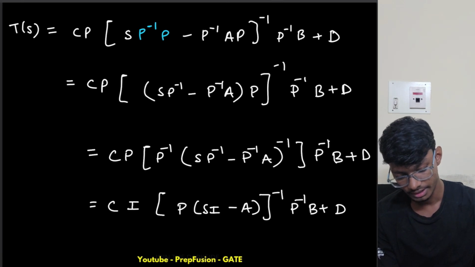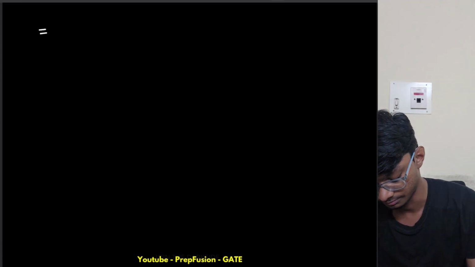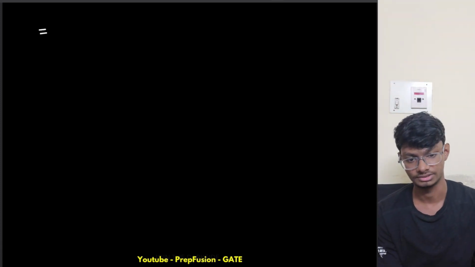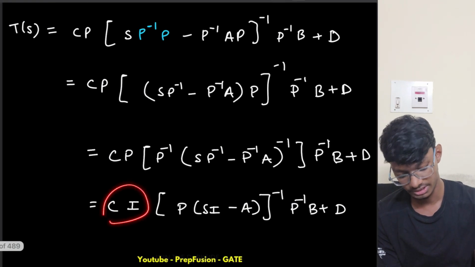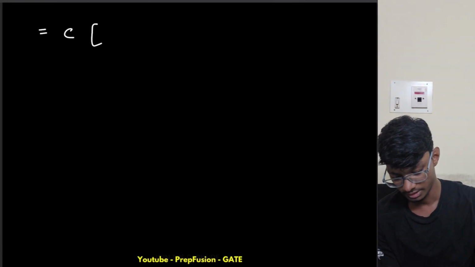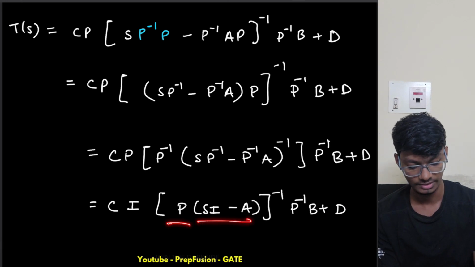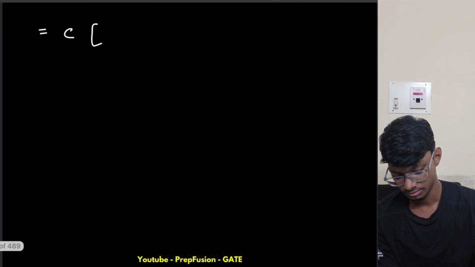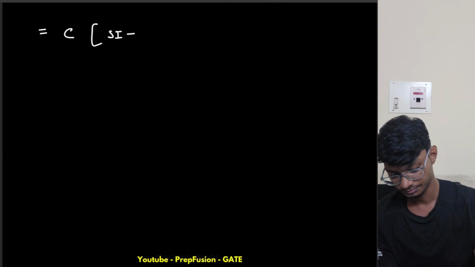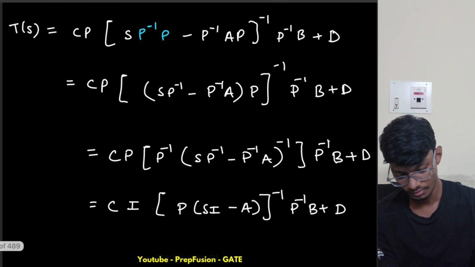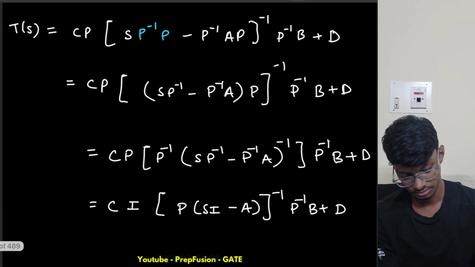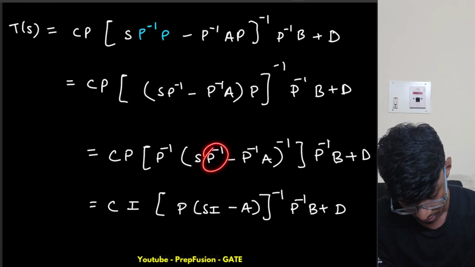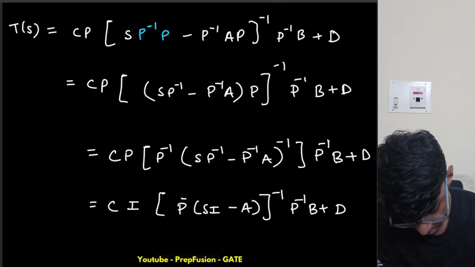Again I will use the same rule of the inverse of matrix multiplication. So this is C times I, which is C only. Again this is P times SI minus A whole inverse. So this will come here, and this will be SI minus A inverse, and this is P inverse. Okay, sorry, I took P inverse common, right? So I should write it as P to the minus 1.